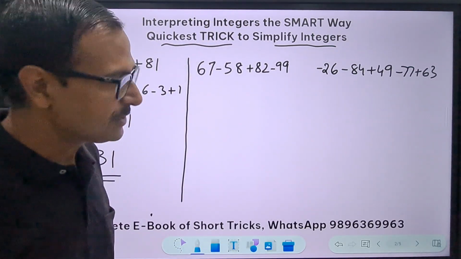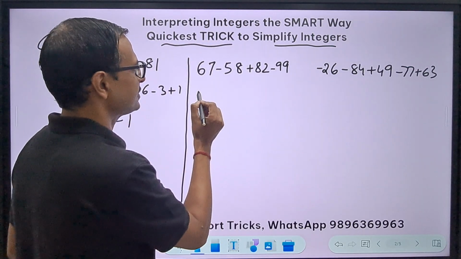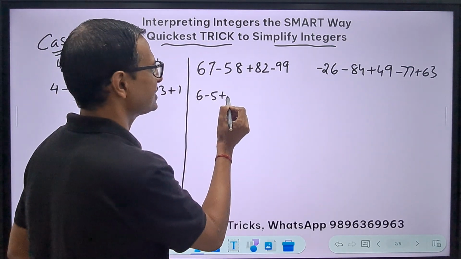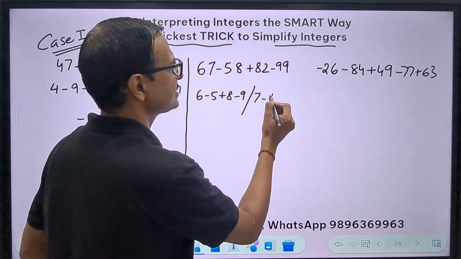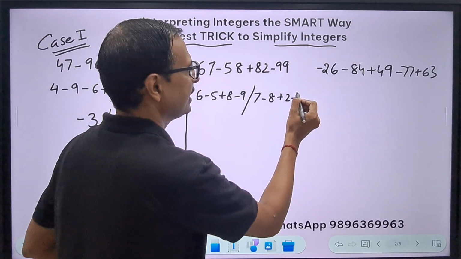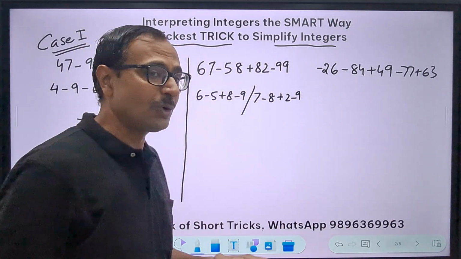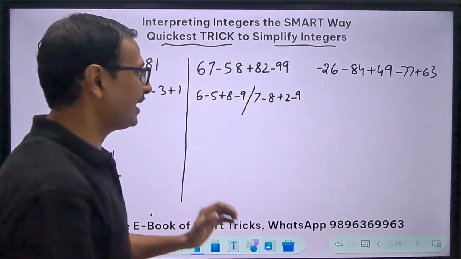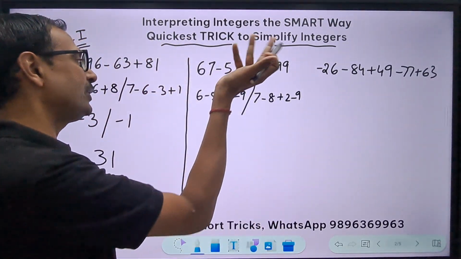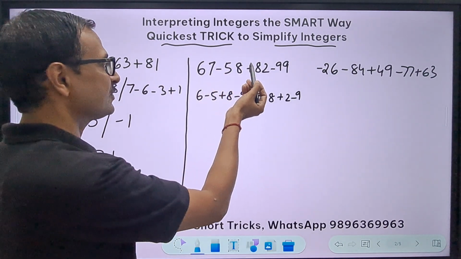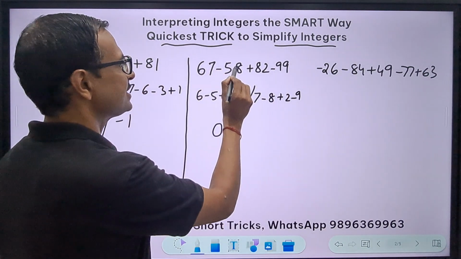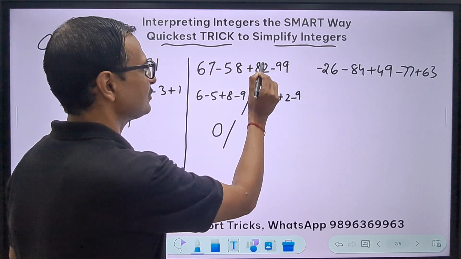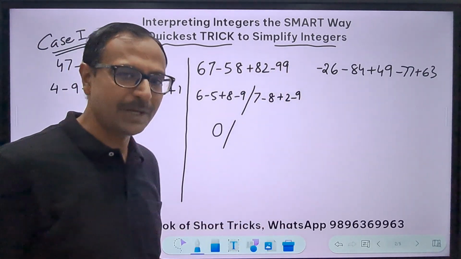Okay, now let's start. First numbers, 6 minus 5 plus 8 minus 9. Second integers, 7 minus 8 plus 2 minus 9. See, this step again is not to be written, right? This is mental maths. You have to do it directly. 6 minus 5, 1, 1 plus 8, 9, 9 minus 9, 0. 7 minus 8 is minus 1, plus 2 is 1, 1 minus 9 is minus 8.